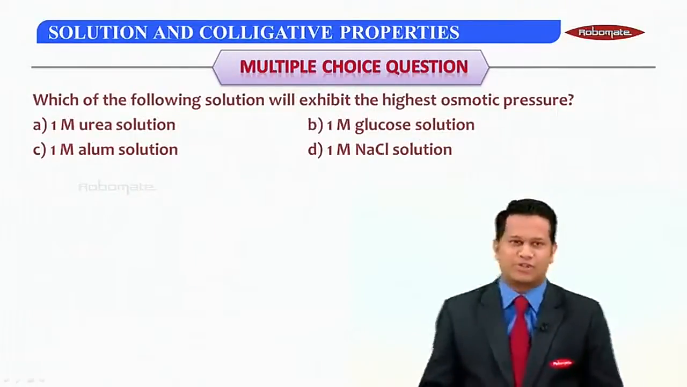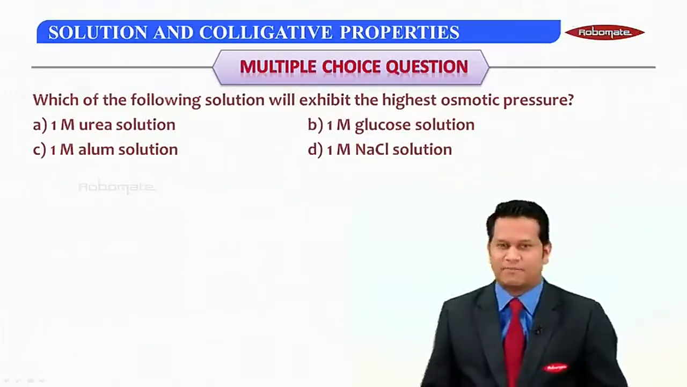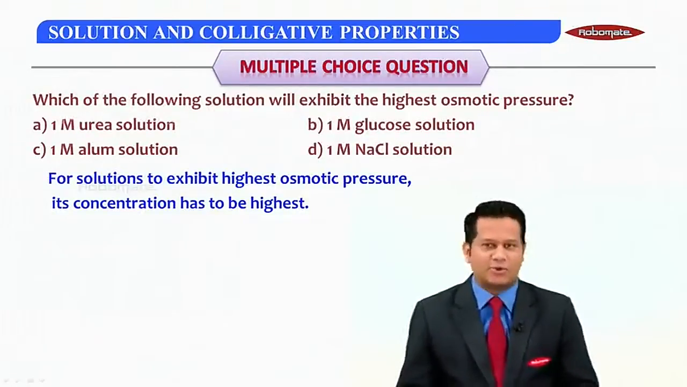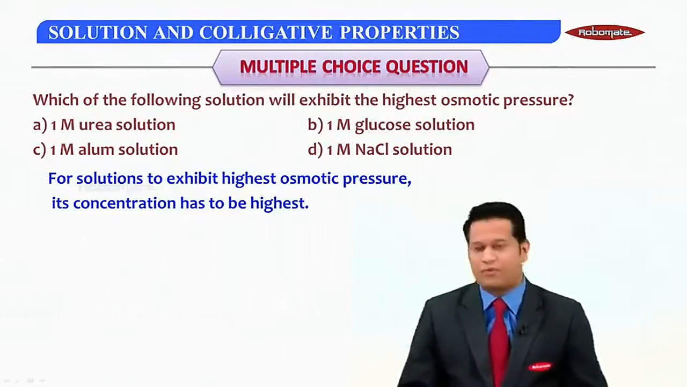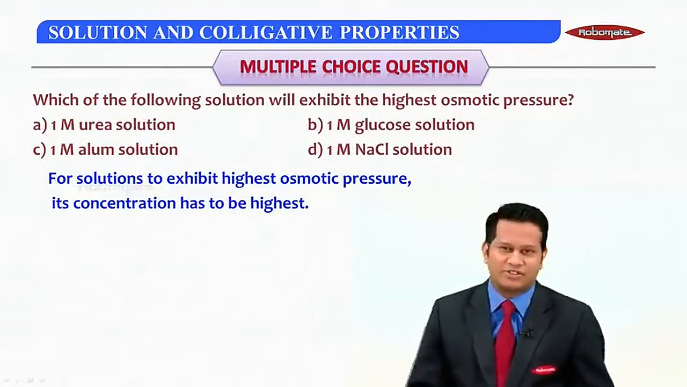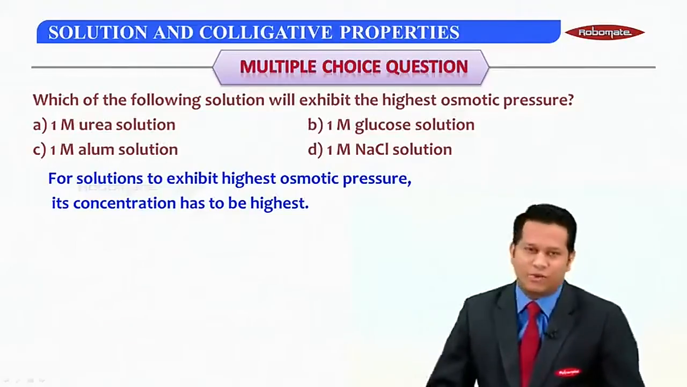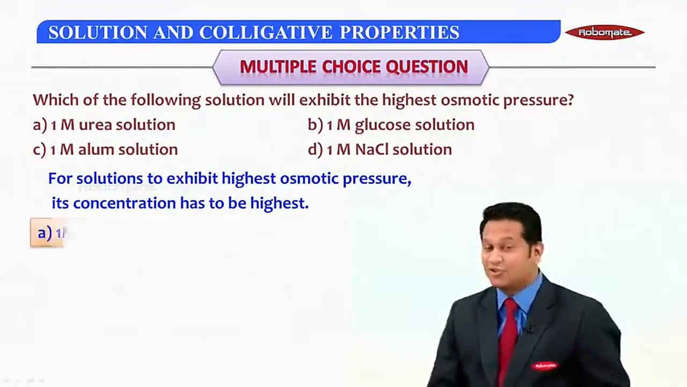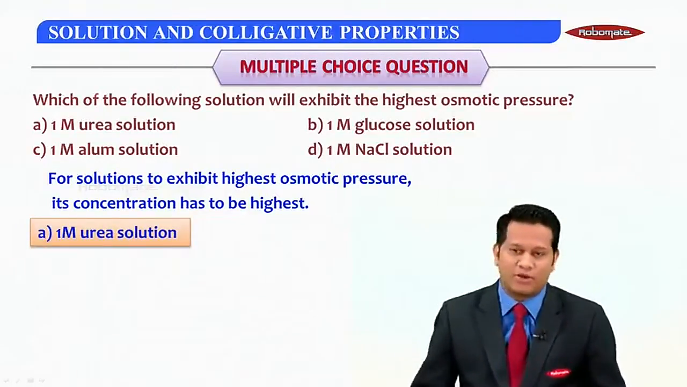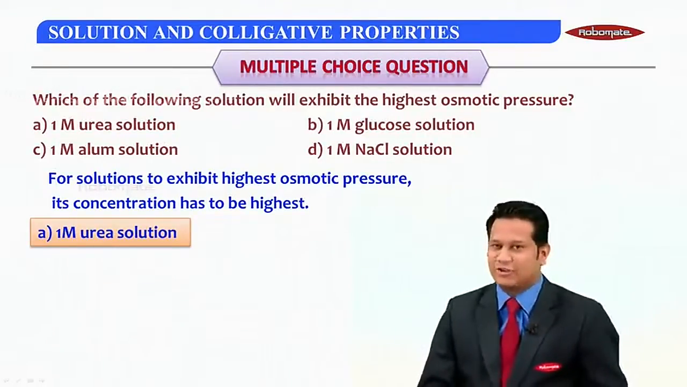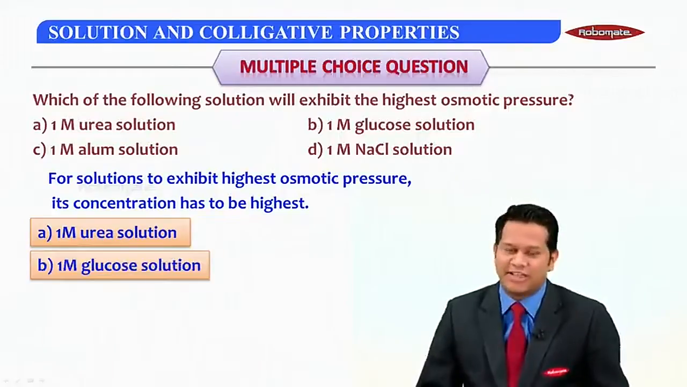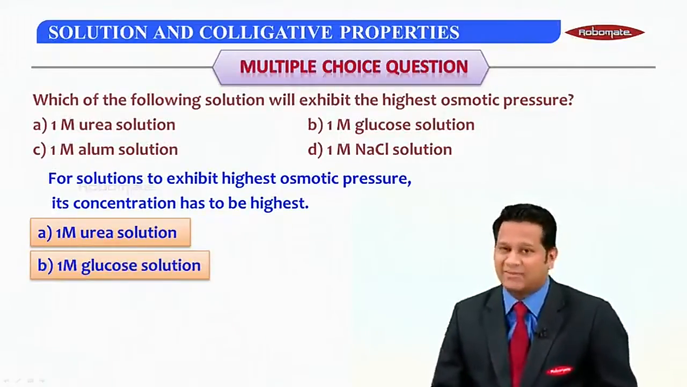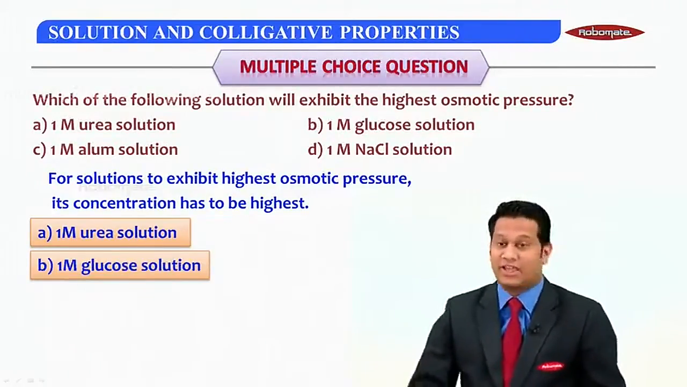Which of the following solution will exhibit highest osmotic pressure? Now for exhibiting highest osmotic pressure, the concentration has to be highest. Now we have to check in which case the concentration is highest. When I say 1 molar urea solution, its actual concentration is also 1 molar only, because urea is a non-electrolyte. For glucose solution also it's 1 molar because it is a non-electrolyte. But for alum, it is not 1 molar, it has to be 8 molar.